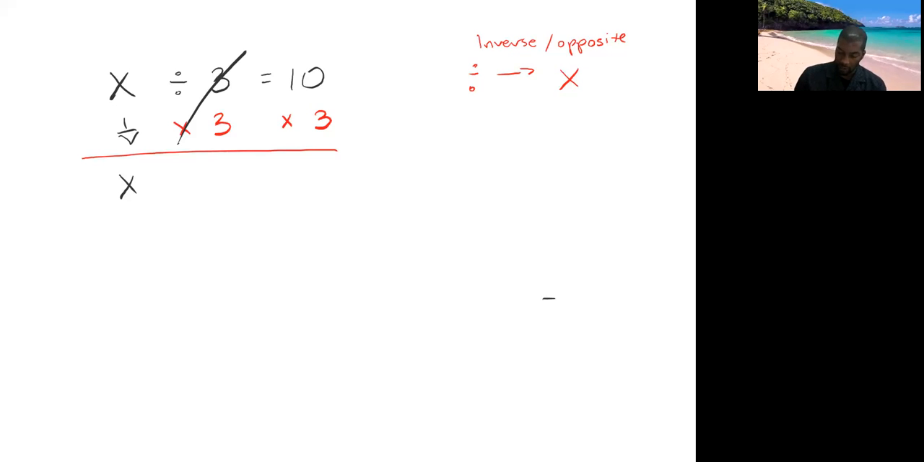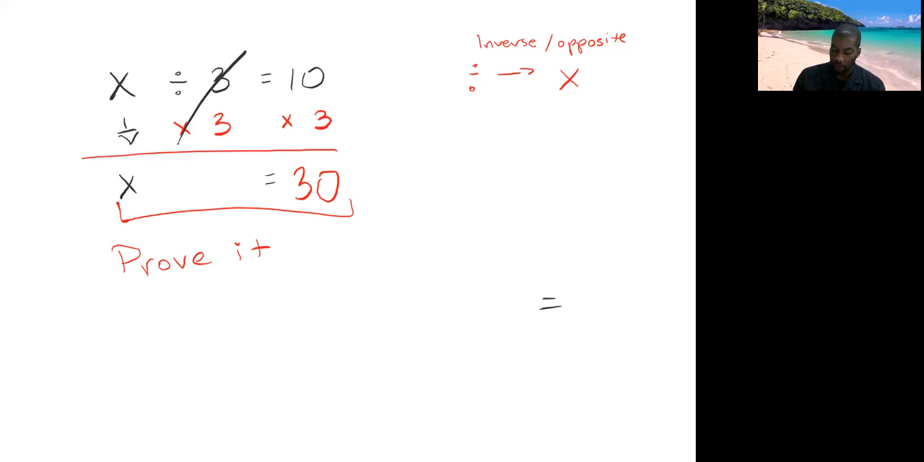And then on this side of the equal sign, we have 10 times 3. And 10 times 3 is 30. So for this problem, x equals 30. Now we have to prove it. And how do we prove it? Simple. You take what the x is worth, or what the variable is worth, and you put it into the original equation. So I have x divided by 3 equals 10.